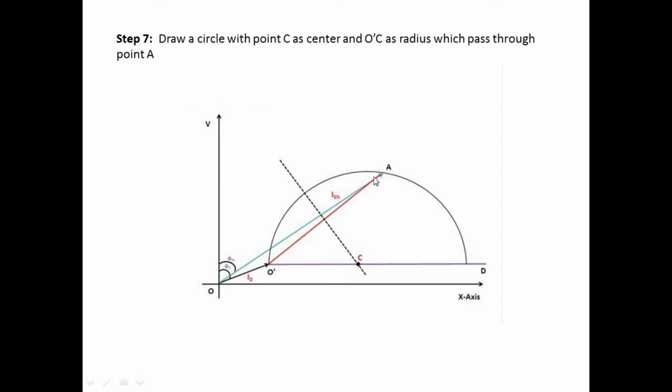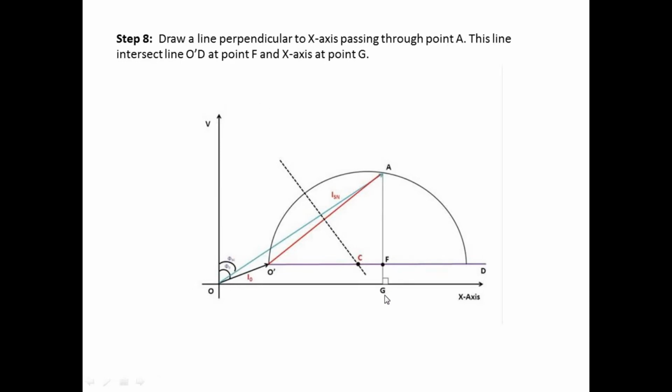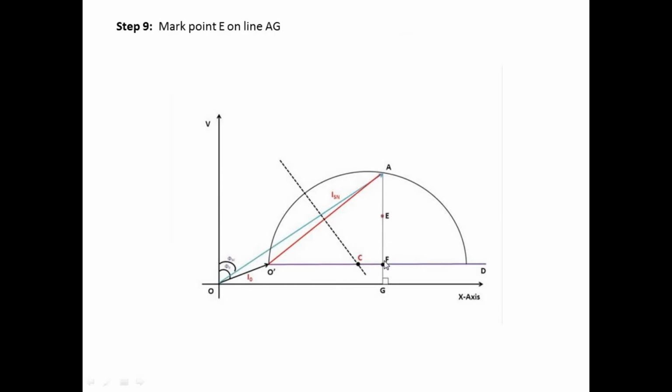Now we can draw a line perpendicular to the x-axis through A like this. This is perpendicular to the x-axis, and it will meet the x-axis at G and O dash D at F. And this AG is the total input power, where FG is the constant loss and AF is the total copper loss.